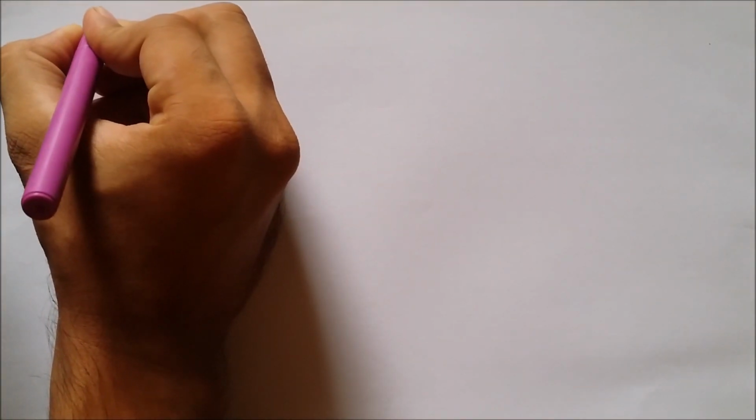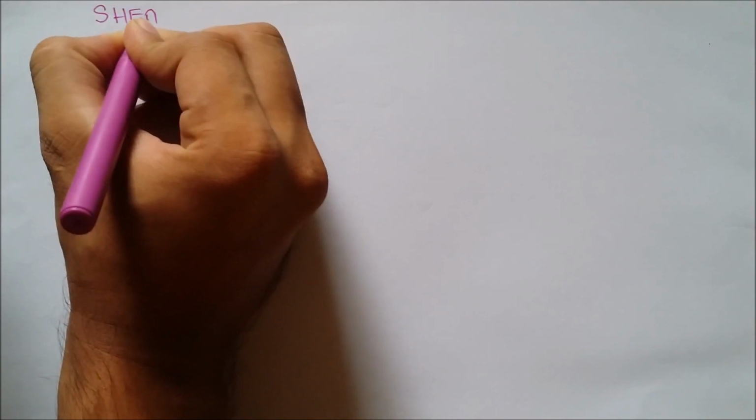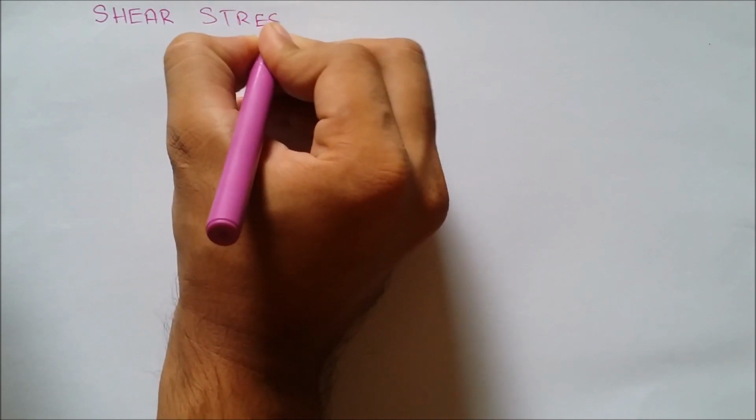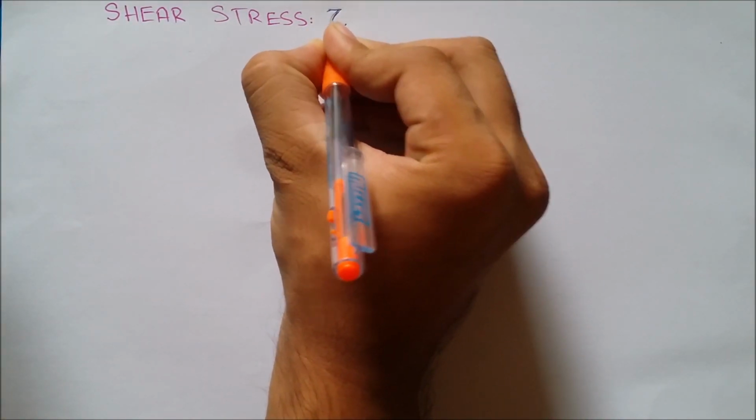In this video, we are going to learn the concept of shear stresses. What are shear stresses? Shear stress is the stress that causes shearing of two planes in a given cross section. It is denoted by tau. This symbol is known as tau.